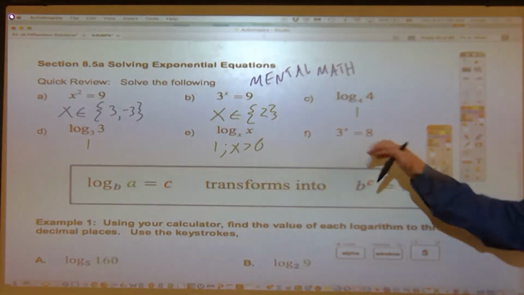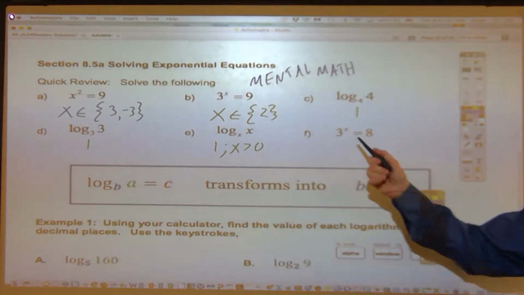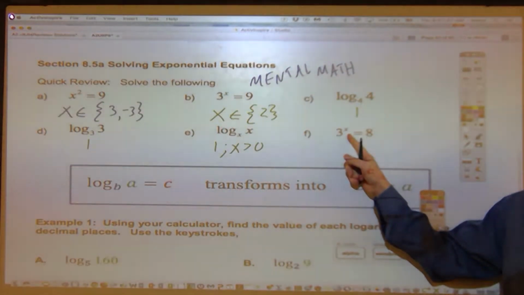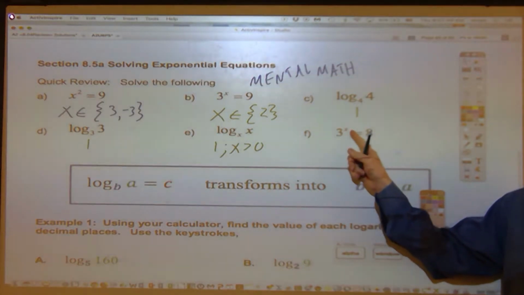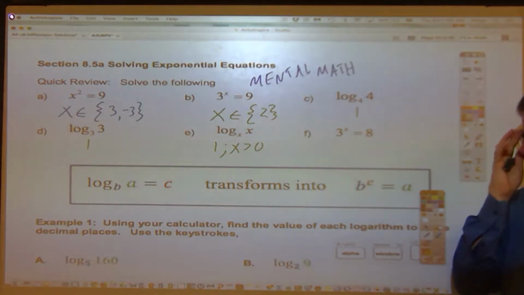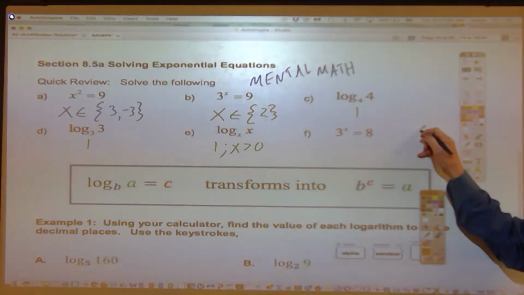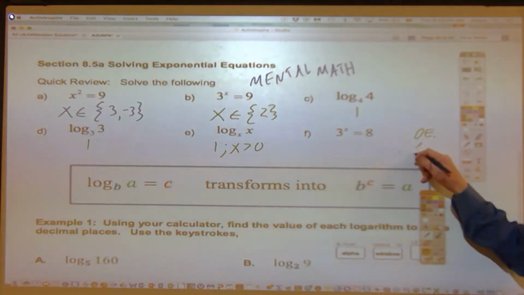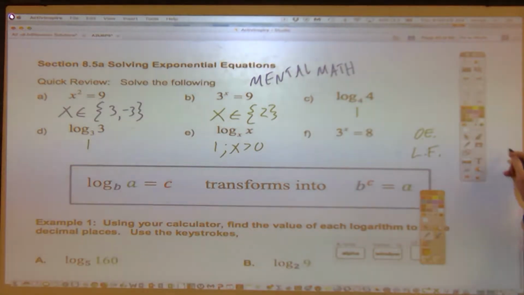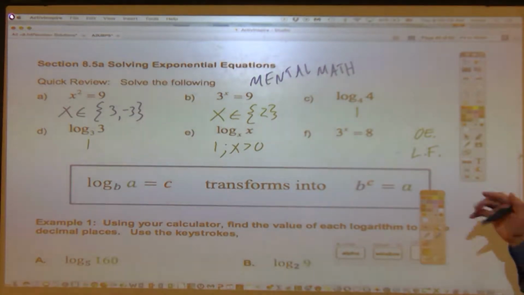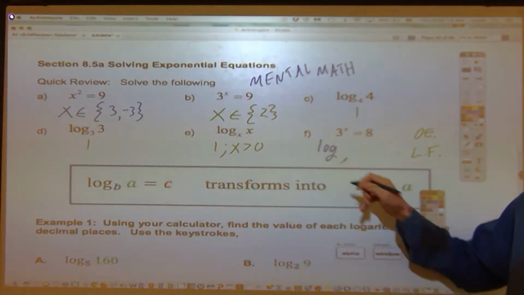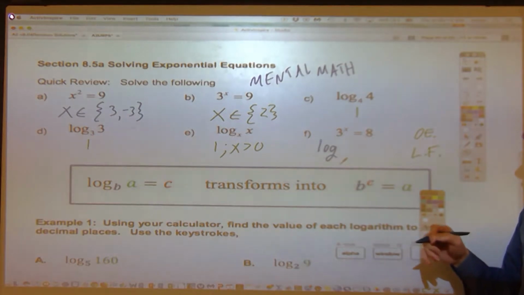And letter F is the one problem where it's not really super quick, because 3 to the second power is 9, that's too big. 3 to the first power is only 3, so we know the answer is somewhere between 1 and 2. And what we can do is just put this in log form. In fact, that's probably the most common thing we're going to be doing today, that you have to review from before spring break. You have to rewrite an equation that's in exponential form so that it's in log form.